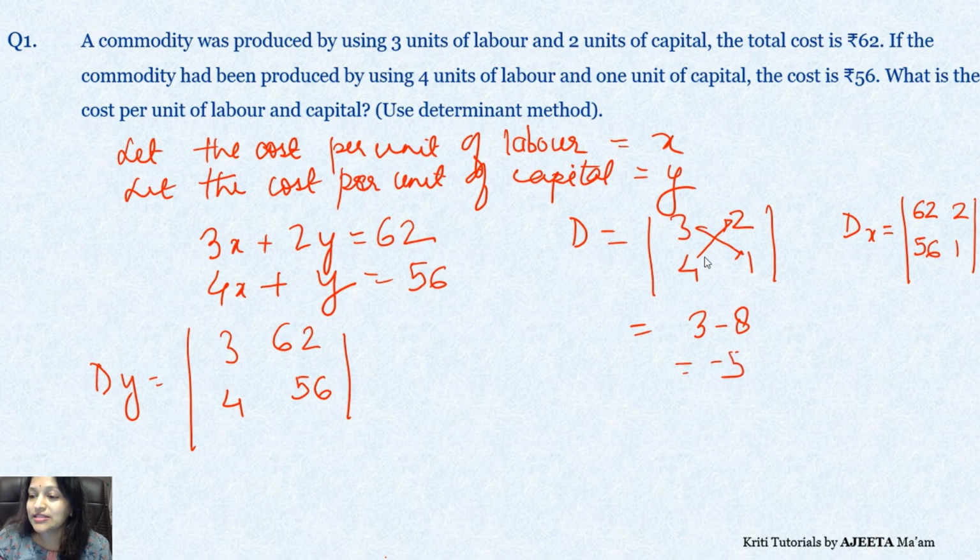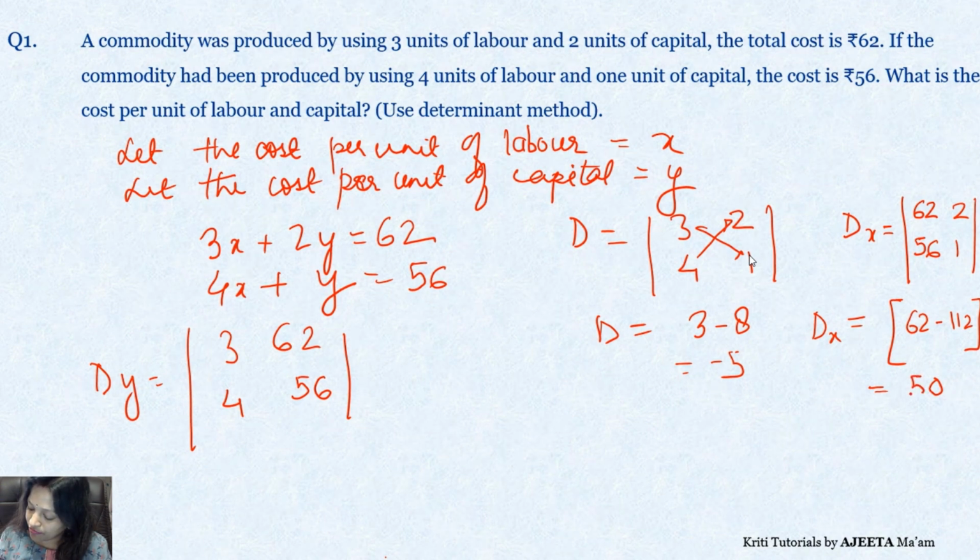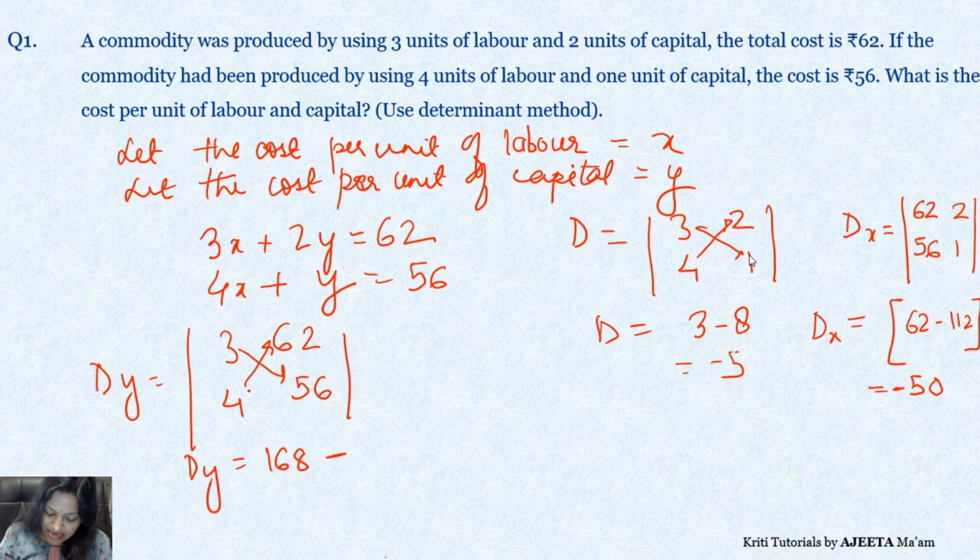Right? So 3 minus 8, that is minus 5. Here we have the value of Dx now. 62 minus 112. Right? So what will you get? Minus 50. Now you find Dy, then again down minus up. 56 into 3, that makes it 168, minus 62 into 4. Now again if we subtract, we get minus.